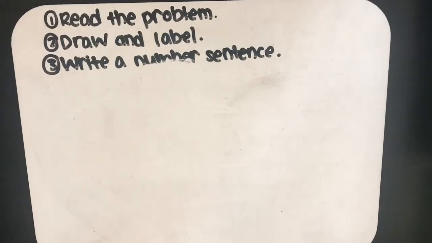Great. Now I mentioned that counting on was just one of the strategies we can use to find the unknown part. For this next problem, I'm going to show you how to find the unknown part with subtraction. Let's read the problem together.